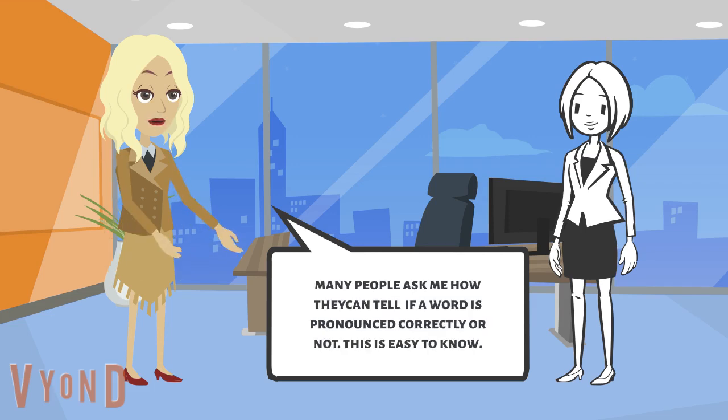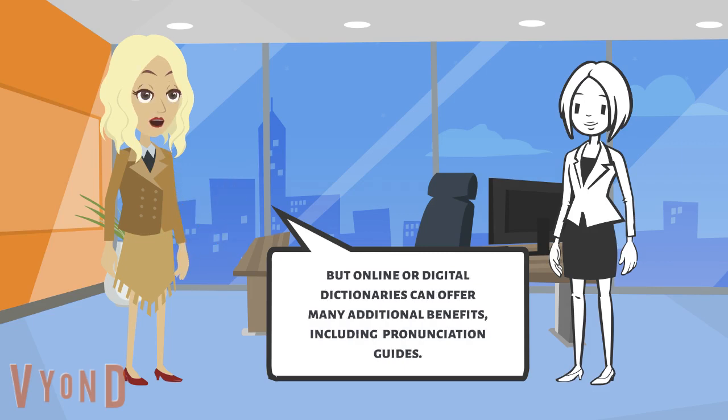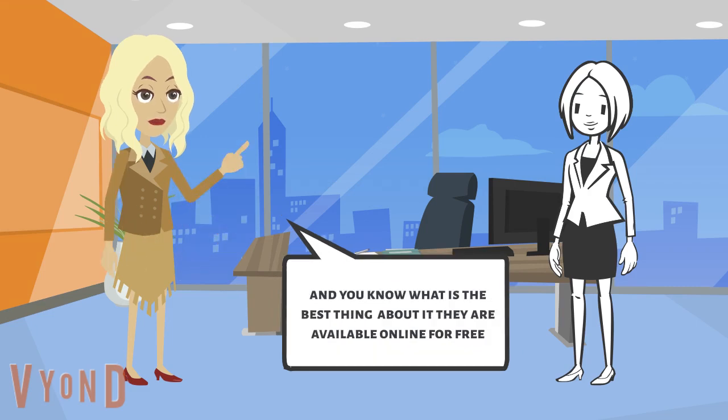Many people ask me how they can tell if a word is pronounced correctly or not. This is easy to know. And this is the first thing you have to know. You probably already use a dictionary to translate English words. But online or digital dictionaries can offer many additional benefits, including pronunciation guides. These kinds of dictionaries are some of the most useful tools you can have for practicing English pronunciation. And you know what is the best thing about it? They're available online for free.